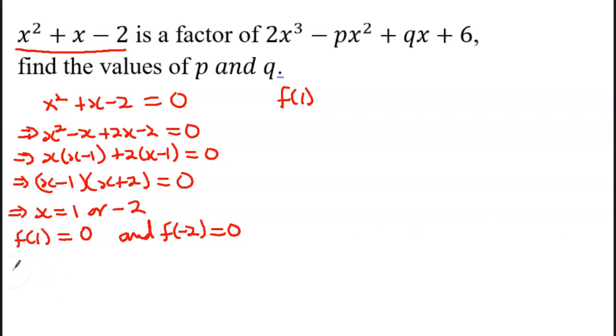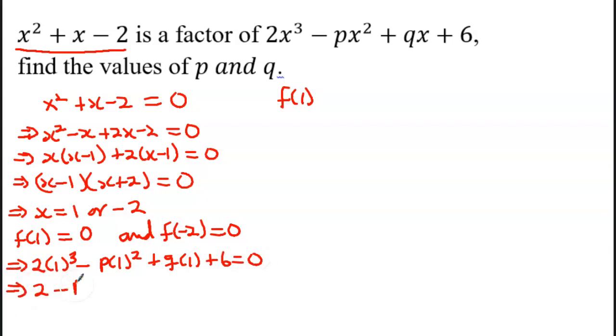If f of 1 is equal to 0, it implies that 2 times 1 cubed minus p times 1 squared plus q times 1 plus 6 is equal to 0. So you have 2 minus p plus q plus 6 is equal to 0. So we have minus p plus q. Now 2 plus 6 is 8. When it goes to the right hand side, it becomes minus 8. So this is our equation 1.